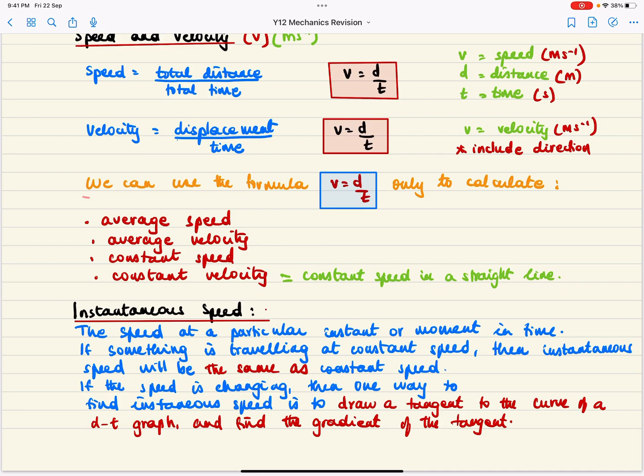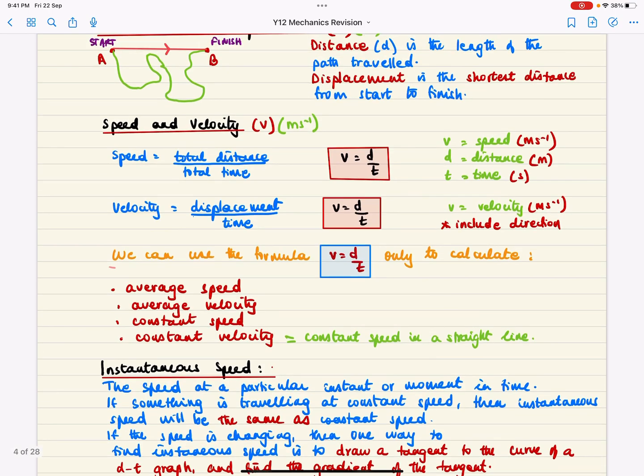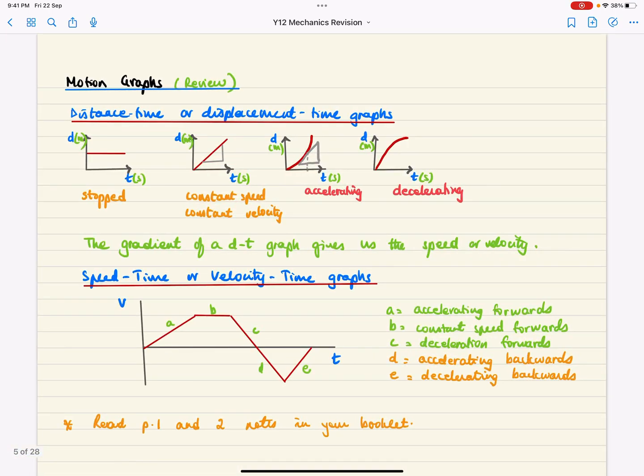And one way to do this is to find the gradient of a distance-time graph, whether the speed is changing or if the speed is constant. And if the speed is changing, you need to draw a tangent to the curve on the d-t graph. And in Year 12, we'll also learn formulae to calculate this instantaneous speed. But just before we go there, I'm moving on to a review of what we did in Year 11.